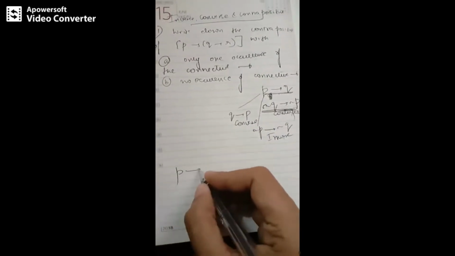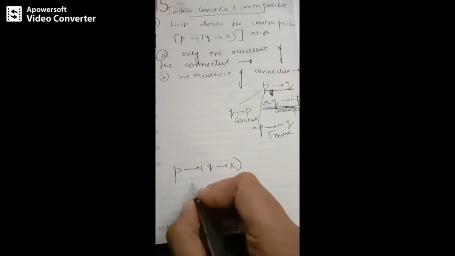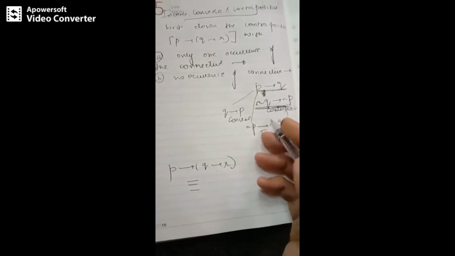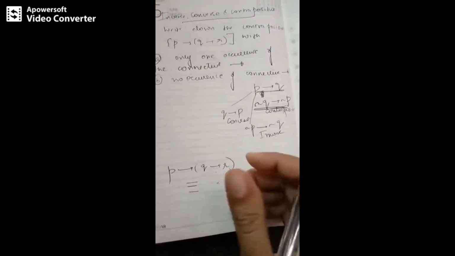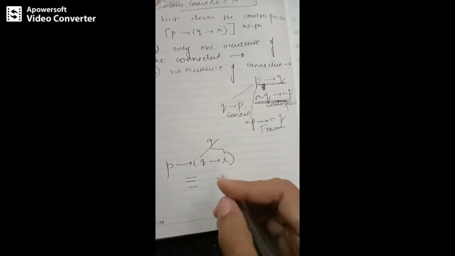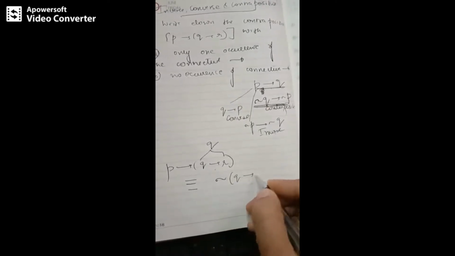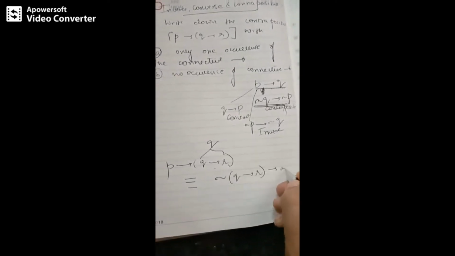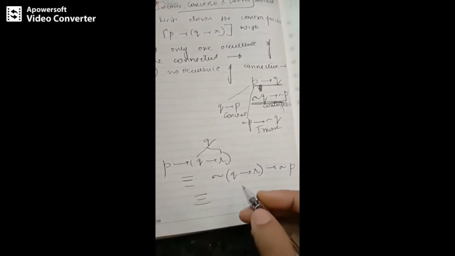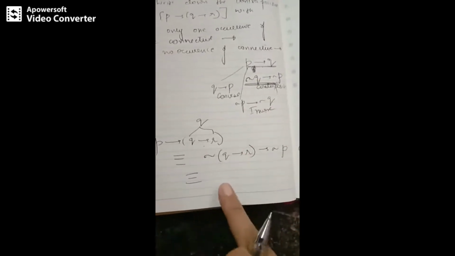So given P implies Q implies R, we can say that this is logically equivalent to... the conditional and contrapositive are logically equivalent. So I am writing they are logically equivalent to negation Q. So let's take this as Q. Okay, this is equivalent to negation Q. What is Q here? Q implies R. So negation Q implies... and what is P? Negation P. Okay. So now, after writing this, this is a form of contrapositive. You can also mention in the line, so it is a contrapositive of the conditional.